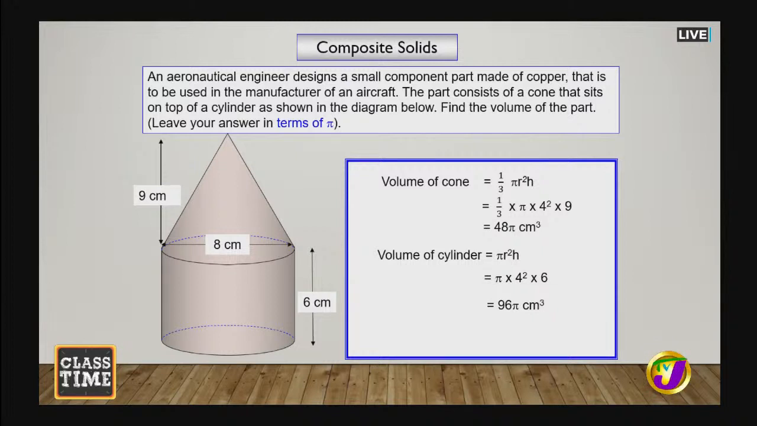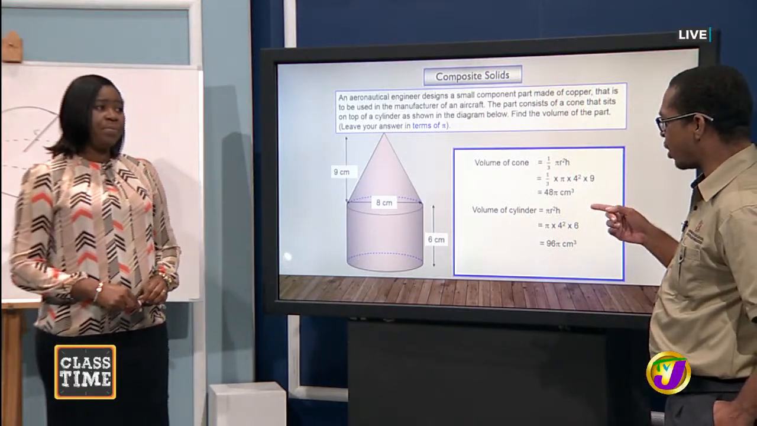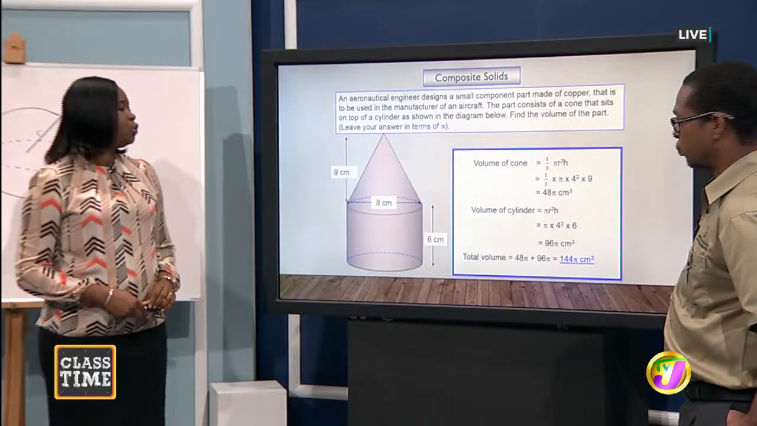So we have found the volume of the cone and we have found the volume of the cylinder. Now what do we do with these two values? And this is where it takes some analysis. Looking at it, I am seeing that the volume is going to be combining the two figures together. So I'm thinking we're going to add those figures together. Definitely. So 48 pi cubic centimeters plus 96 pi cubic centimeters will give us a total volume of 144 pi cubic centimeters. Right, and we leave our answer in pi as that was asked in the question.